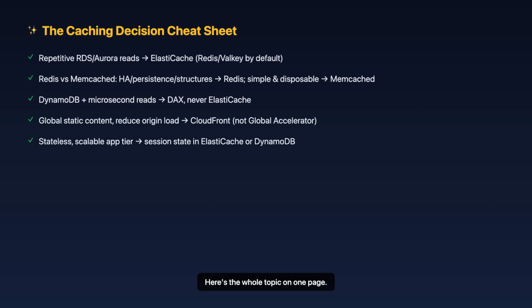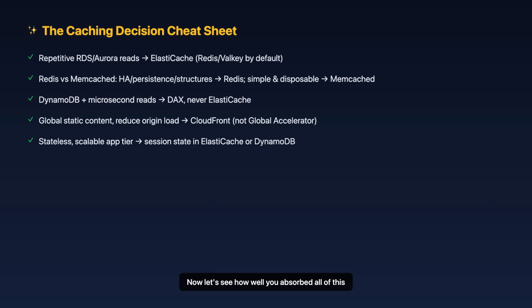Here's the whole topic on one page. Repetitive reads from RDS or Aurora go to ElastiCache, with Redis or Valkey as your default engine. Inside ElastiCache, high availability, persistence, or advanced structures means Redis, while simple and disposable means Memcached. DynamoDB plus microsecond reads means DAX, never ElastiCache. Global static content and reducing origin load means CloudFront, not Global Accelerator. And a stateless, horizontally scalable app tier means session state in ElastiCache or DynamoDB.